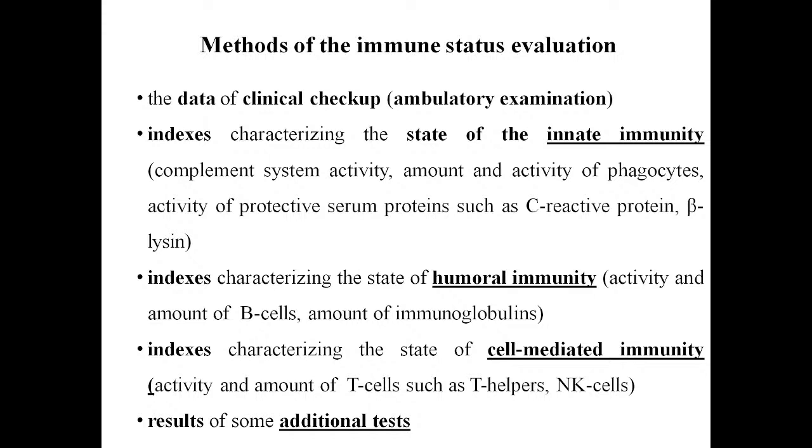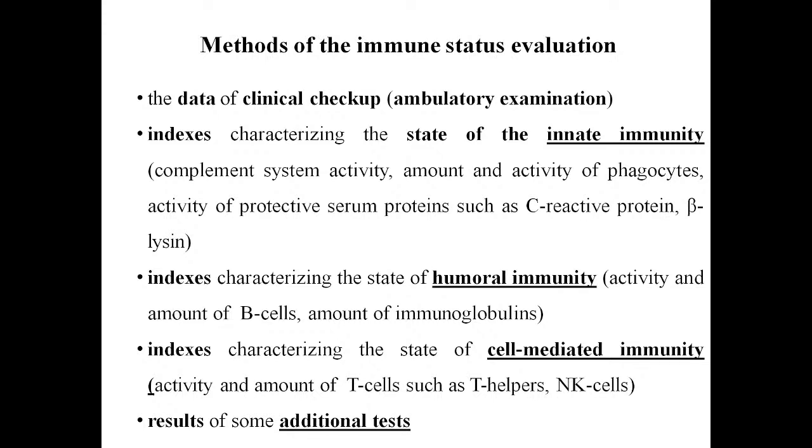It is complement system activity, amount and activity of phagocytes, activity of protective serum proteins such as C-reactive protein and beta-lysine. Innate immunity or non-specific immunity. We talked about innate or non-specific immunity in lecture 2. Once more, what are these factors? Phagocytosis, complement, cytokines. So we should study these parameters.